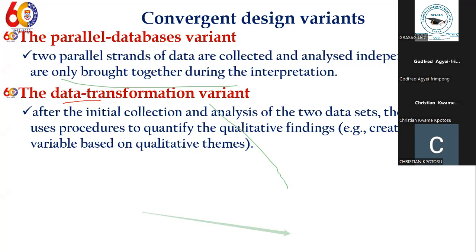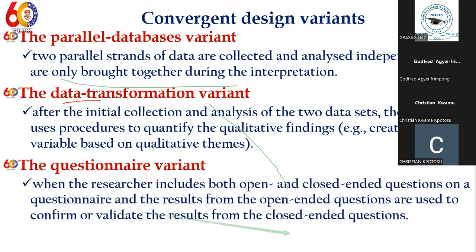So after initial collection and analysis of the two data sets, you can use the procedures to quantify the qualitative findings. Sometimes you create a new variable based on the things that you have, and these variables can be quantified, as I just put it forth. The third one is the questionnaire variant.